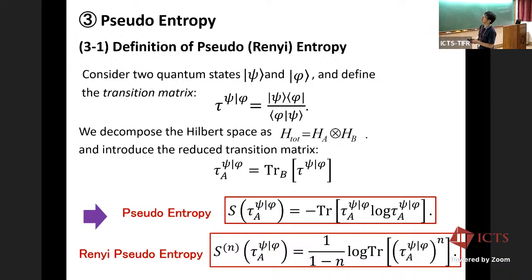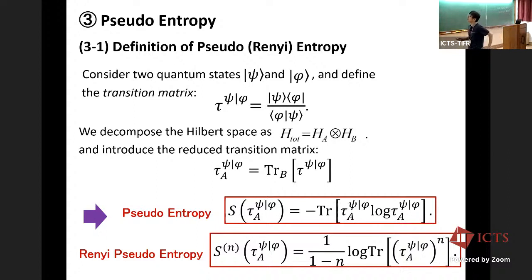The only non-trivial element is that we have two different states, psi and bar phi. We put them into the transition matrix, bra and ket. So we put psi and bar phi, and we just normalize by the inner product because we want the trace of this to be 1. This is what we call the transition matrix. It reduces to the usual density matrix if psi and bar phi are the same, but this is not true in this setup.